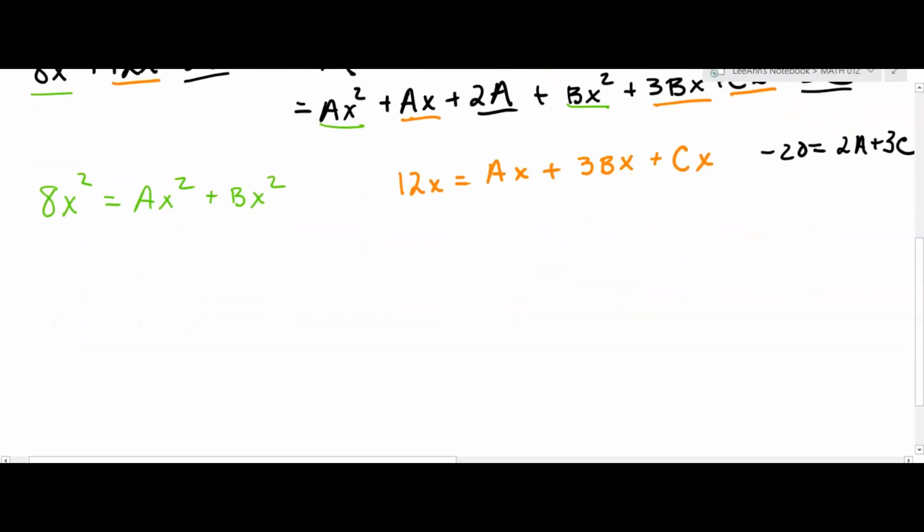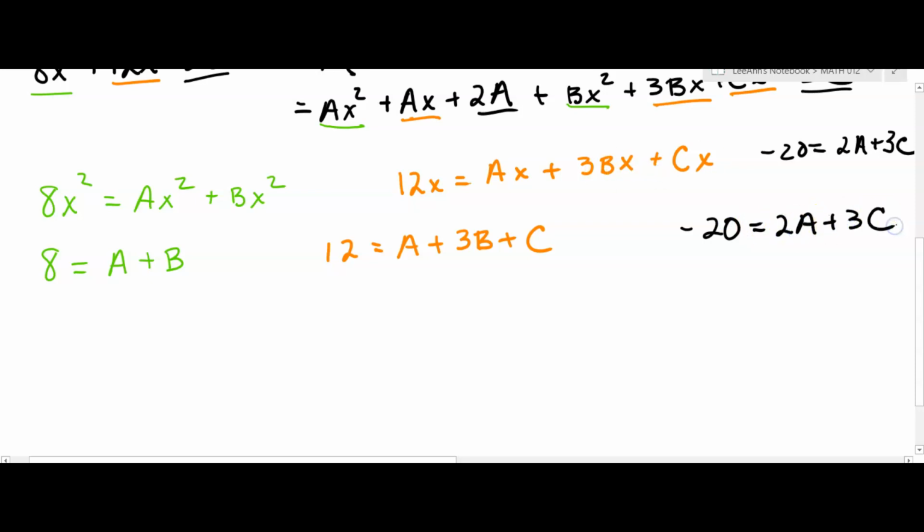Okay, all right, now that's great. So we're going to go back here, and we don't need the x squared, so we can say 8 is equal to a plus b. And then in the orange equation, 12 is equal to a plus 3b plus c. And then the other one, we're not doing anything with that right now, but 2a plus 3c. Okay, so how are we going to solve this? You have 3 variables, a, b, and c. You have 3 equations. So it is solvable.